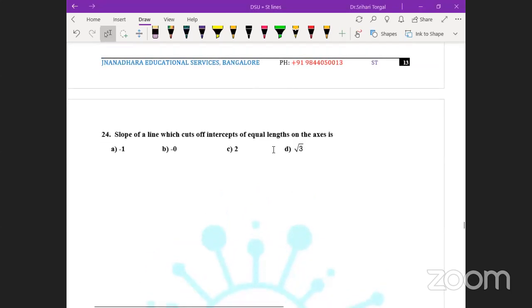Next one, the slope of a line which cuts off intercepts of equal length on the axis. No, root 3 is not the answer. Okay, understand what I say properly. A slope of a line which cuts off intercepts of equal length.